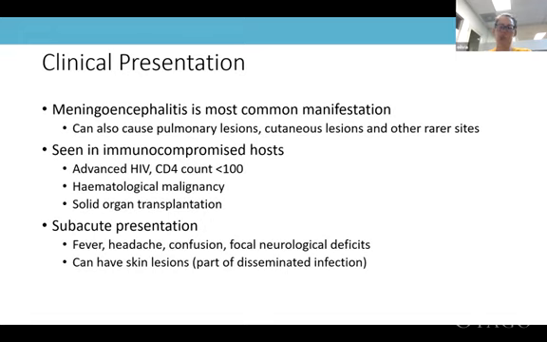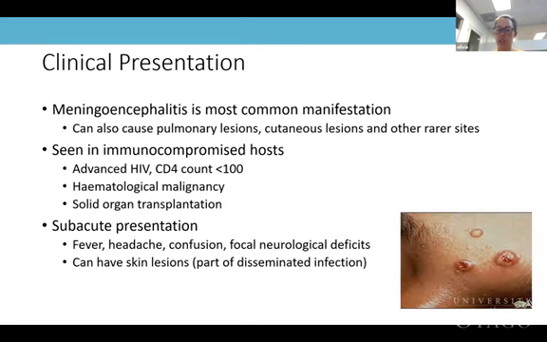It's typically a subacute presentation when you compare it to other types of meningitis, so it occurs over a week or a few weeks rather than a very acute presentation. So fever, headache, confusion, can see focal neurological deficits. Sometimes you can see skin lesions, because it is not uncommon for people to have a disseminated infection. The skin lesions typically look like skin-coloured, flesh-coloured papules, and classically they've got an umbilicated centre. The other thing that they look quite similar to is molluscum, if anyone's ever seen that.